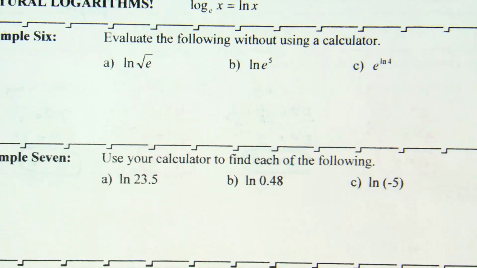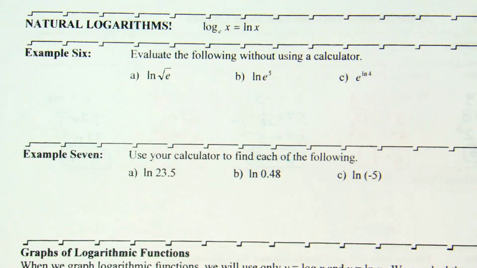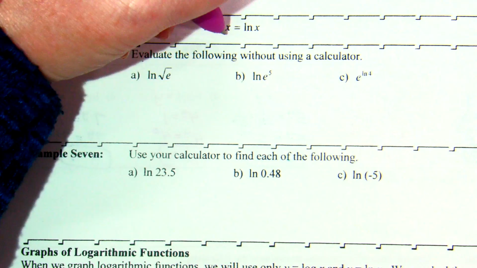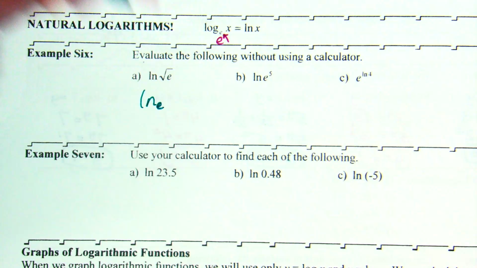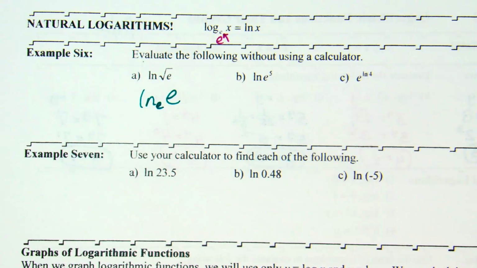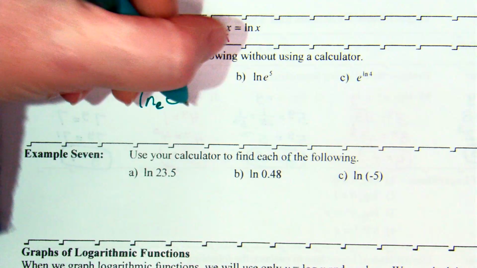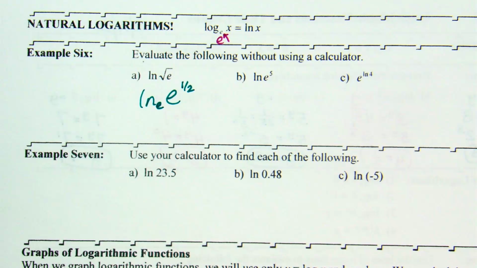Real quick though. LN is the natural log, right? LOG is logarithm, LN is natural log. The rules all work the same, other than a common log is base 10. What base is a natural log? It is a base E. That's the big thing you have to know. When it says evaluate without using a calculator, rewrite this. This is natural log, which is base E, of E to what power? What's a square root as a power? 1/2. Think about your rules. The base on the inside is E. What do we know this is equal to? 1/2, because this is an E as well, right?